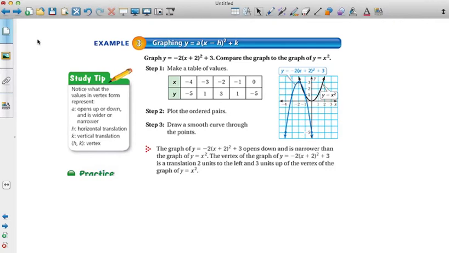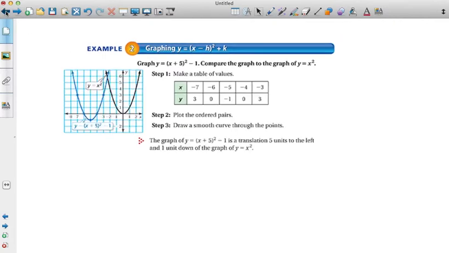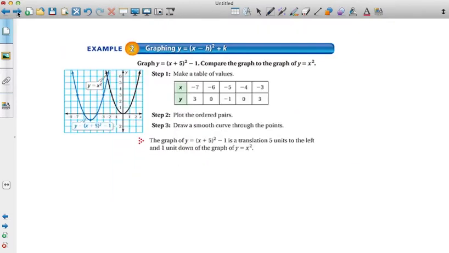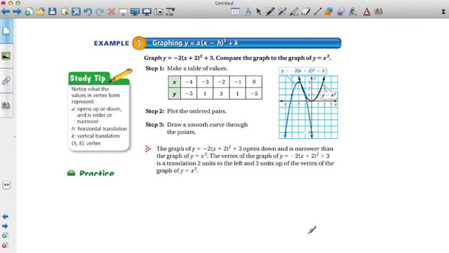This here is where you can tell what the vertex is. Way back at the first slide, when I go back here, the vertex right here is h comma k. Let's see how that shows right here. Go back to this one. The vertex, write it, h comma k, based off of our equation.